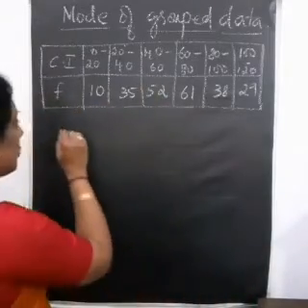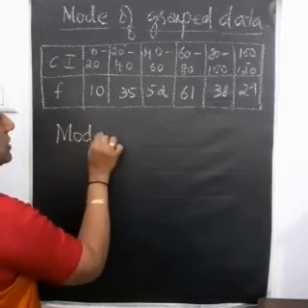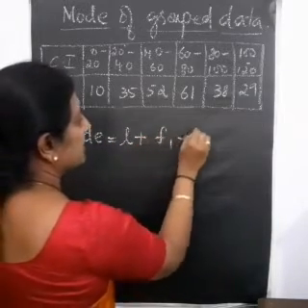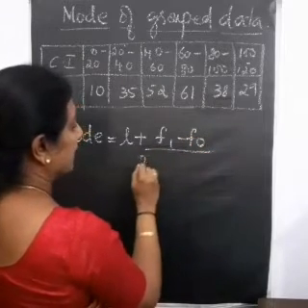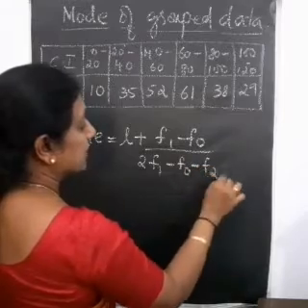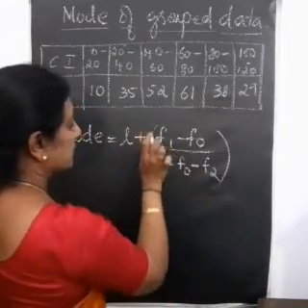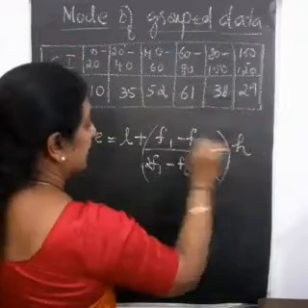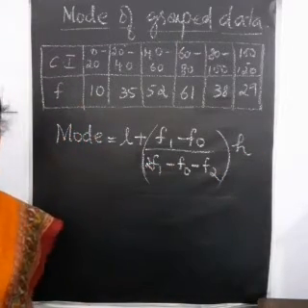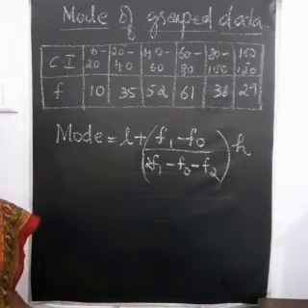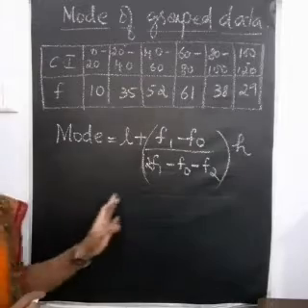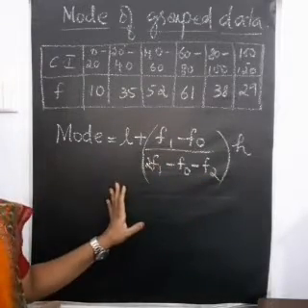The formula for mode is equal to L plus (F1 minus F0) divided by (2F1 minus F0 minus F2), into H. Now the formula seems a little big. That is why it is often asked for a 3-mark question. The calculation of mode is very easy and simple. Let us see what these terms first relate to.